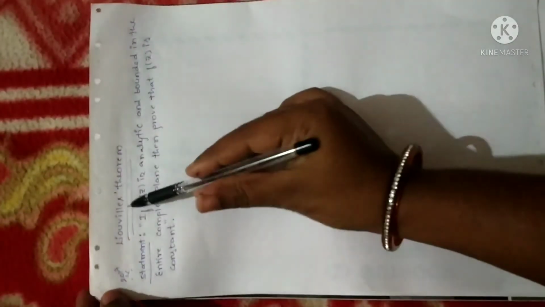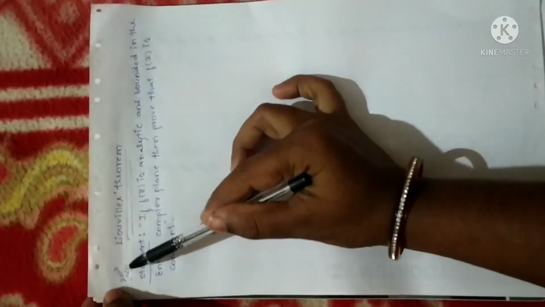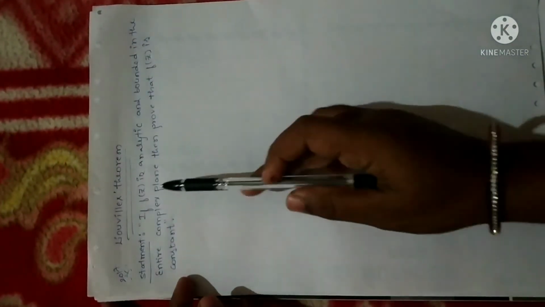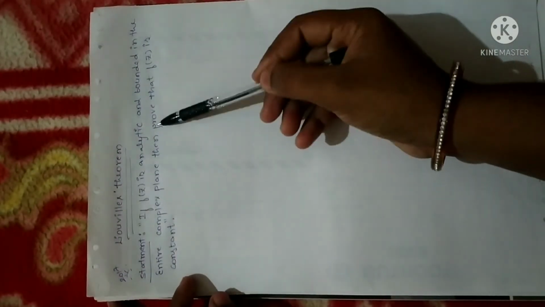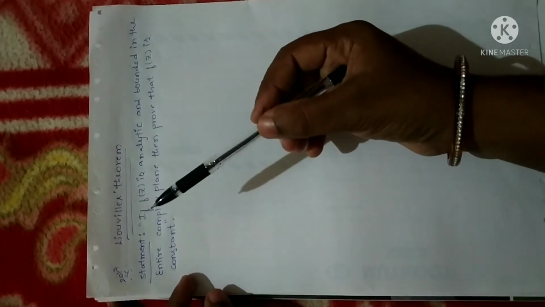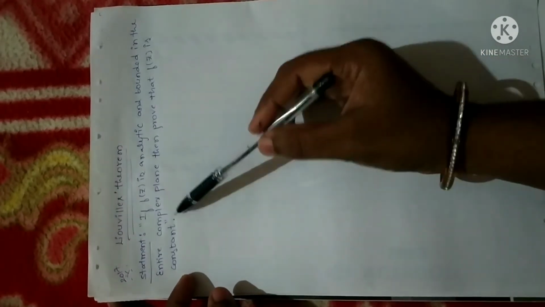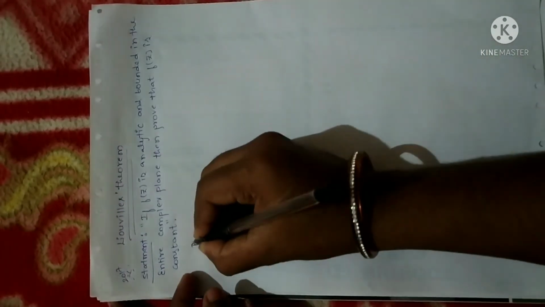So here is a theorem, and this theorem is also called Liouville's theorem. Fine, and it is important. It was asked in the year 2017. Anyhow, I'll send you the notes, but you have to listen to the concept. Statement: if f of z is analytic and bounded in the entire complex plane, then we have to prove that f of z is constant. So we have to prove f of z is constant. Now let me prove.